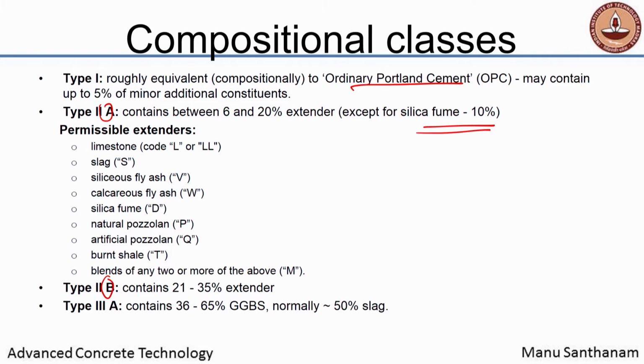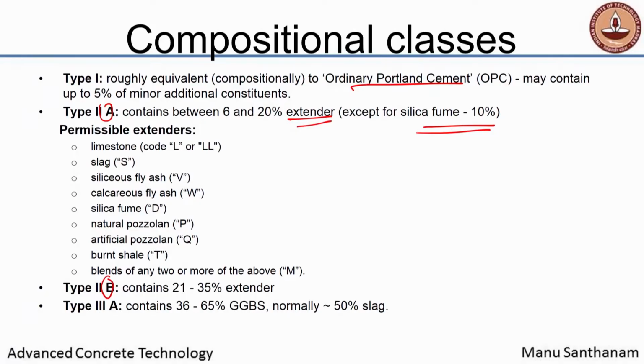So, to avoid issues with the cement itself, what we do is we allow only about 10% replacement of cement by silica fume. In all the other cases, all the other mineral additives, I will show you the table in just a minute, can be added between 6 and 20%, and they call it extenders. Now, extender is a common term adopted for either supplementary cementing materials or fillers. You can even add fillers to that extent. For example, some fillers like quartz powder or limestone powder and so on can be added up to 20% in this case. So, possible extenders here are listed.